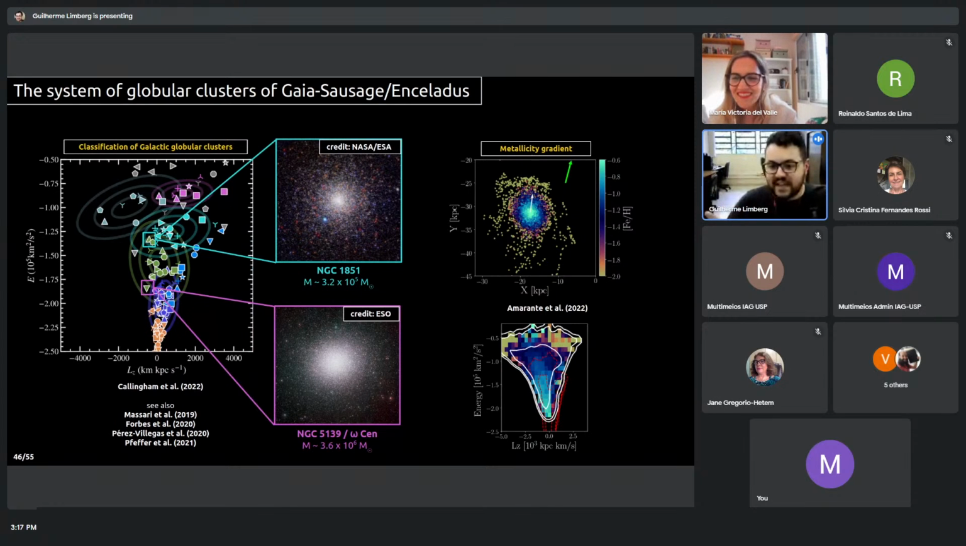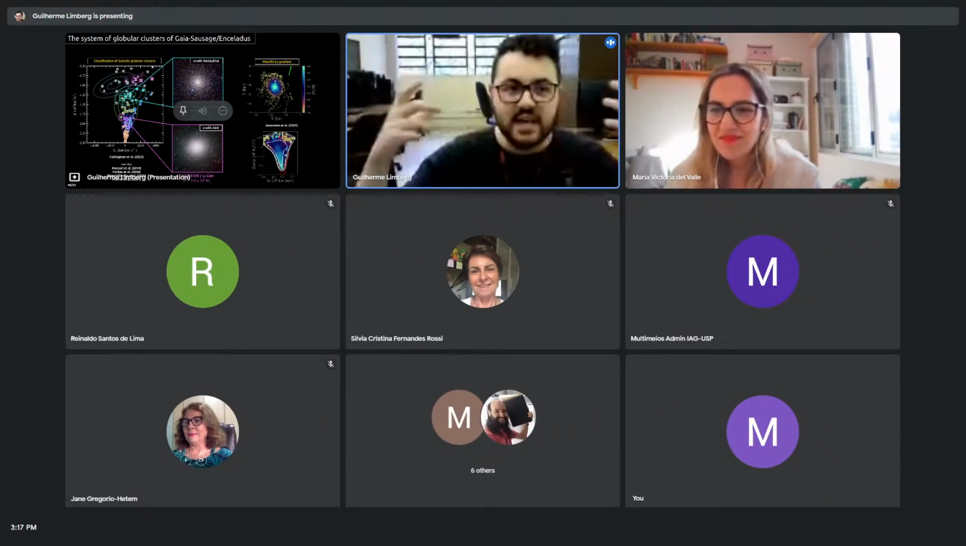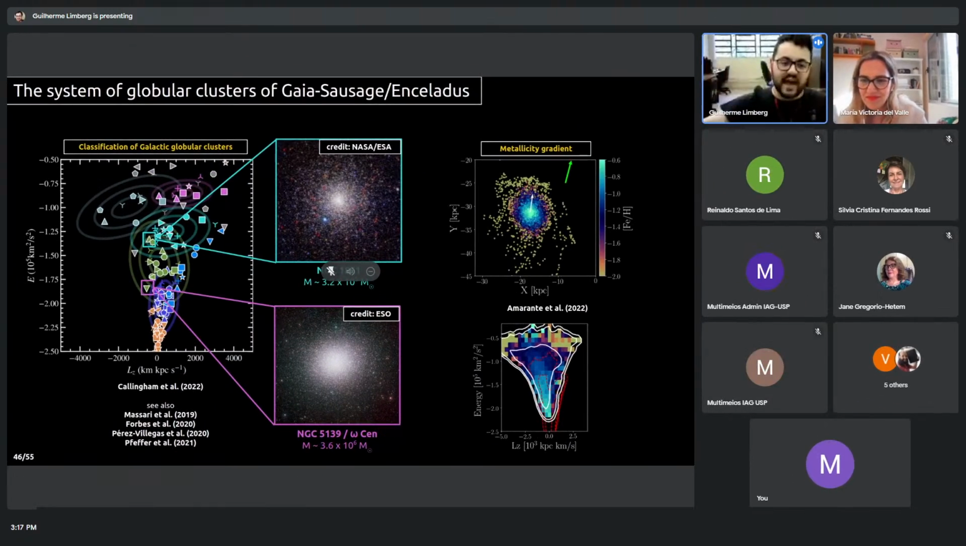But we will need simulations that also simulate Gaia-Sausage with systems of satellite galaxies. Then we will need to analyze in these simulations where the satellite galaxies end up in this energy versus angular momentum space or other dynamical spaces that we want to analyze. So this is a difficult question, but this would be one way to approach it, but honestly, we are far from that. Yeah, I understand. Okay. Thank you very much, Guilherme.